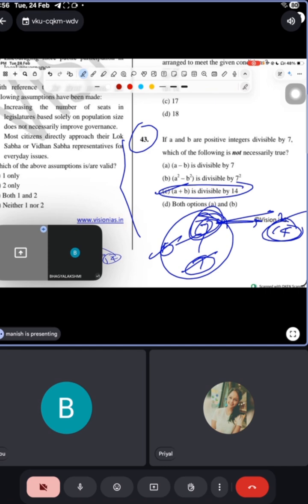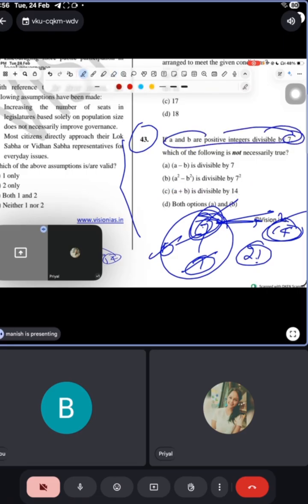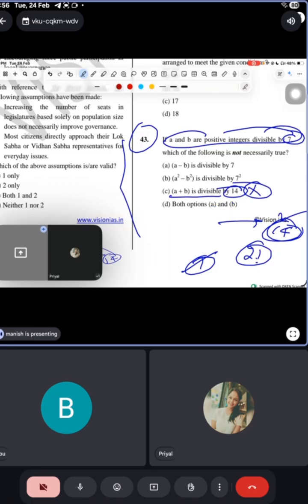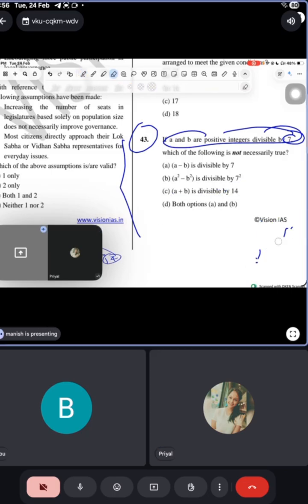For example, let's see. Whatever number 7 will divide, it does not mean that 14 will also divide it. For example, 21: 7 will divide it, 14 will not divide it. So what is the question saying here? These numbers are divisible by 7, so they should be divisible by 14 also. Not necessarily true. Not understood, na? Now I will tell you with the program.